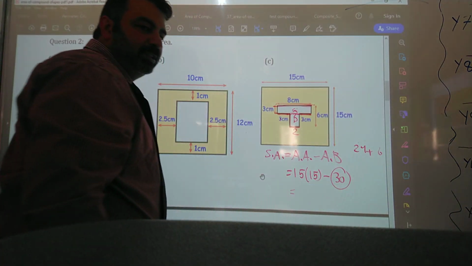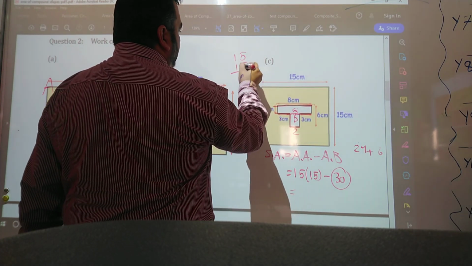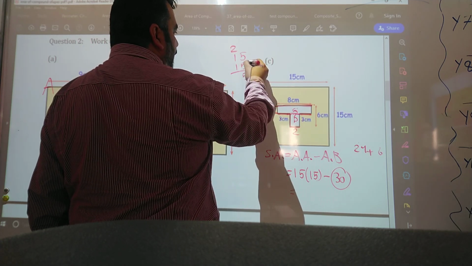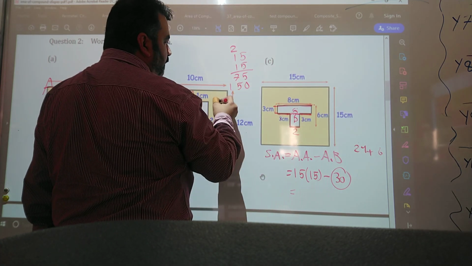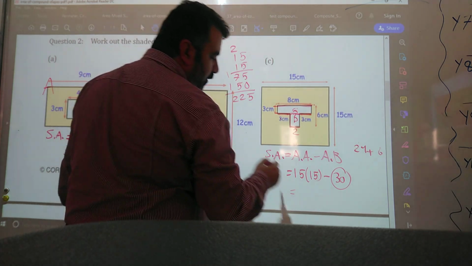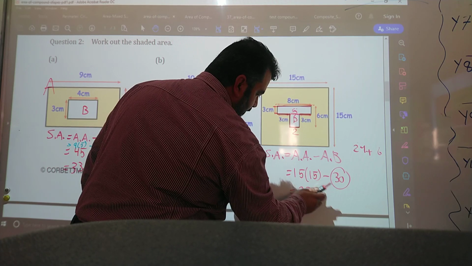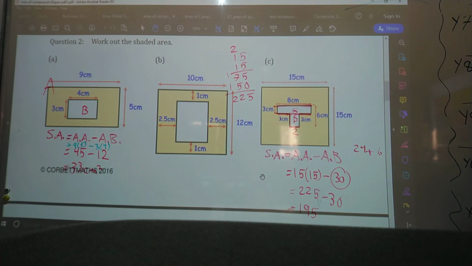There you go. So 15 times 15, I don't know. So what you will do, you will not use the calculator. So 5 times 5, 25. 5 times 1, 5. And 1, 7. Put a 0 here. 1 times 5, 5. 1 times 1, 1. Add. Look how easy. Look. There you go. So 225, minus 30 would be 195. And this is how to find the shaded area for complex or compound shapes. And remember when to add and when to subtract.